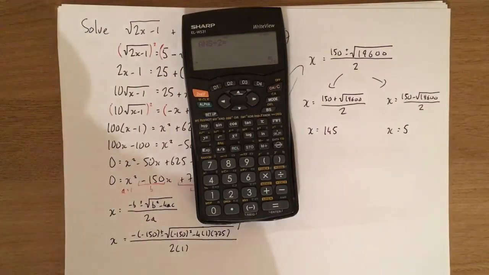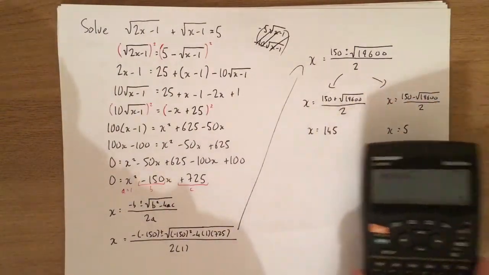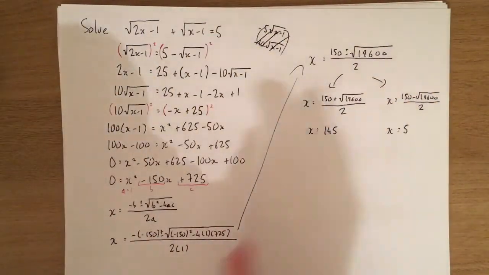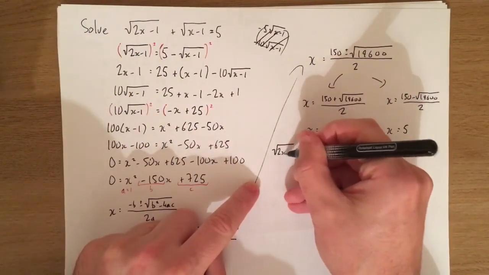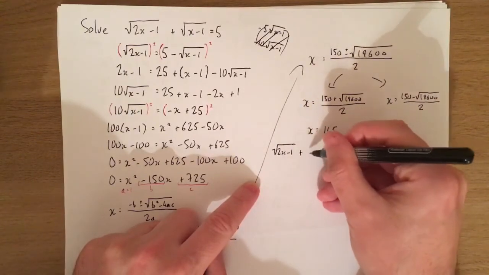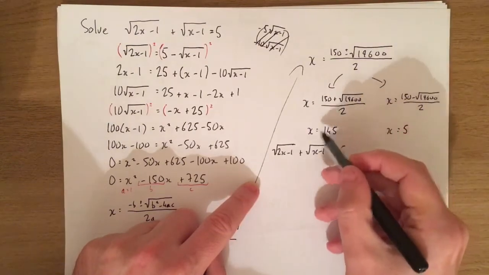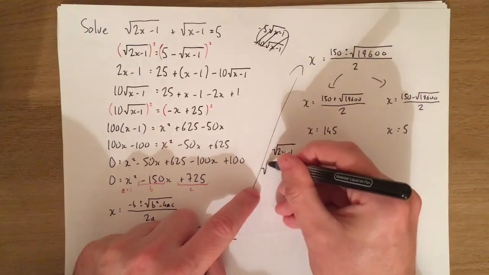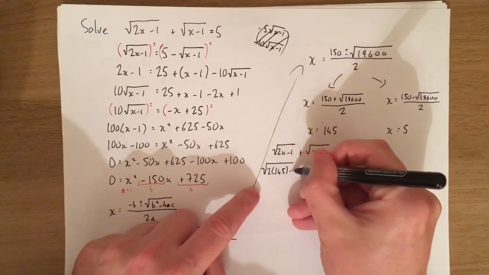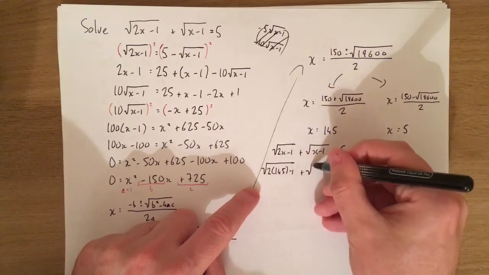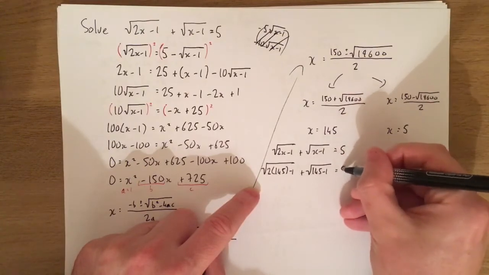Now, don't forget on these questions that they will always throw up a kind of false solution. So one of these won't work with the original equation. So don't forget to sub them back in. So my original equation is root 2x minus 1 plus root x minus 1 is equal to 5. So let's sub 145 in here. So root 2 times 145 minus 1 plus root x, which is 145 minus 1, is equal to 5.